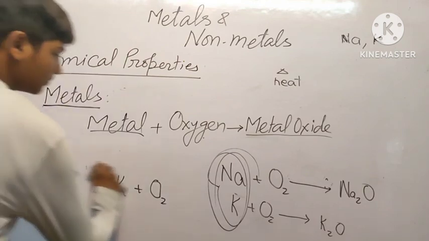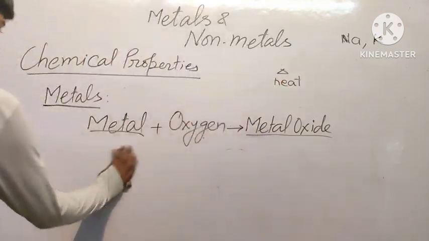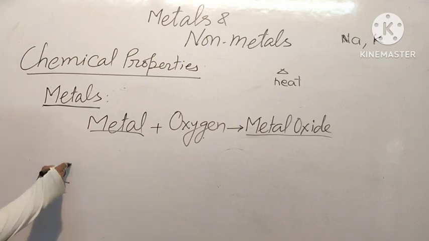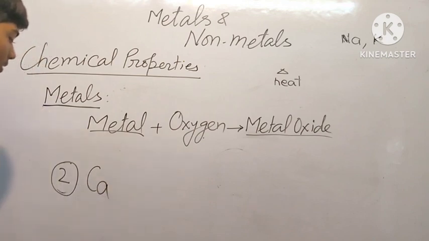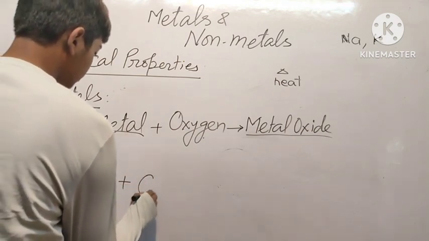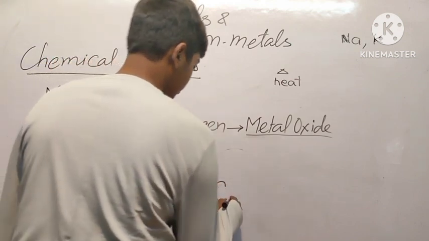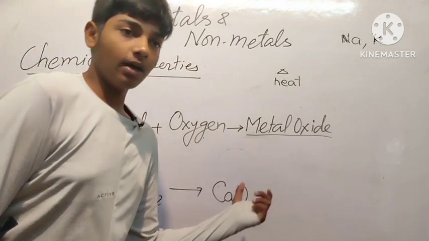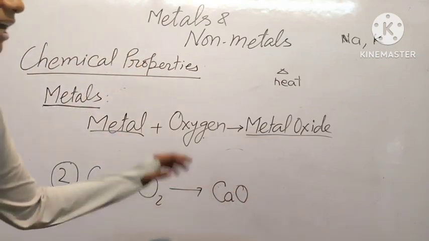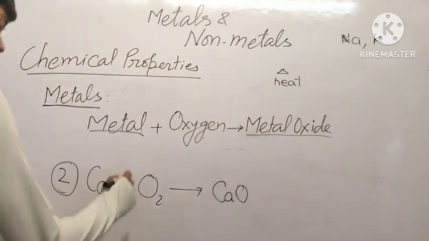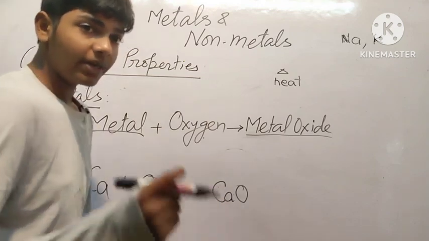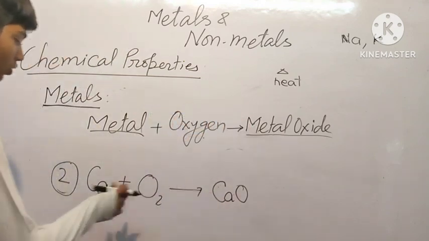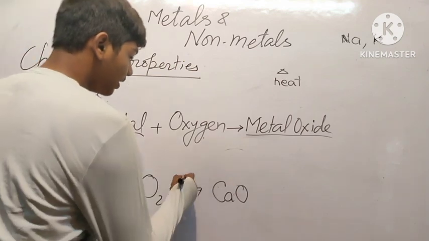Now let's take our second one, which is calcium. Calcium reacts with oxygen to form calcium oxide. Calcium also reacts with oxygen at room temperature, but it does not react vigorously. It is not that dangerous. It just forms a thin layer of calcium oxide on top of calcium. And for it to burn, we need to provide heat.